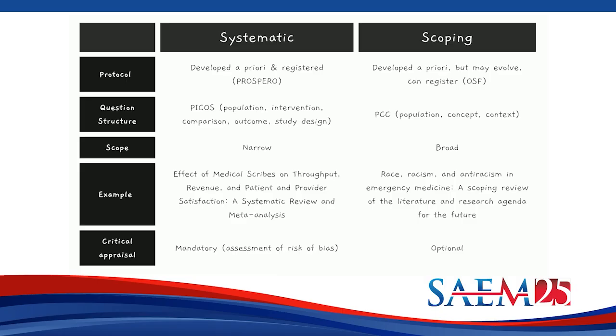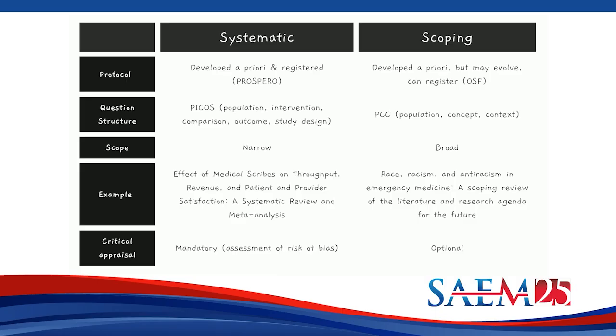For systematic review, one example is effect of medical scribes on throughput, revenue, and patient and provider satisfaction, a systematic review and meta-analysis. You can see that's very narrowly defined. There's an intervention, which is medical scribes. There are defined outcomes, which is throughput, revenue, and patient provider satisfaction. Versus an example scoping review, you can just see as more broad, race, racism, and anti-racism in emergency medicine.